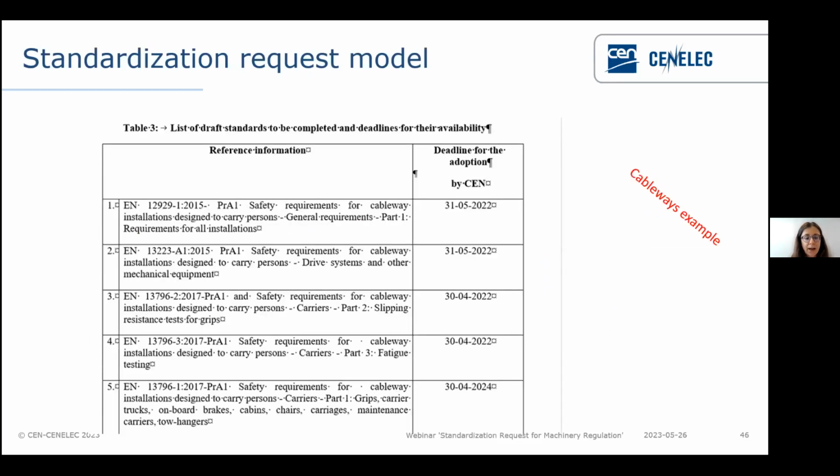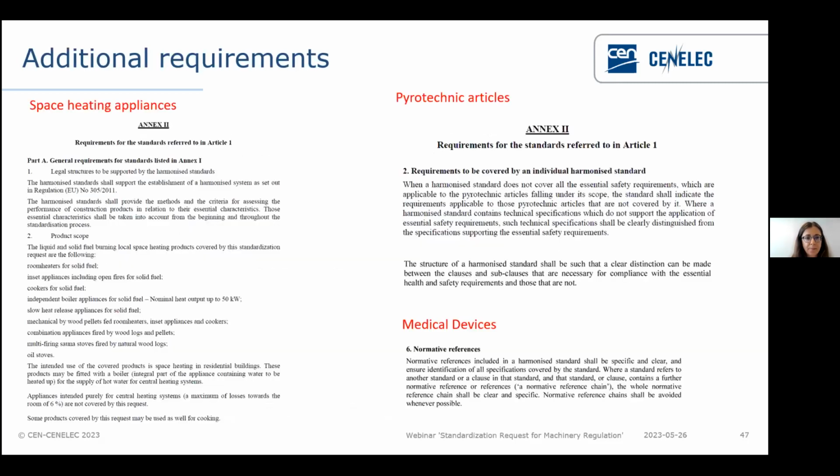So here you have an example of this table 3 that I mentioned. It's about the standards that are under development. Then, apart from the annex with the lists of standards, there is also the annex that contains the information about the requirements from the Commission to CEN and CENELEC regarding this standard.